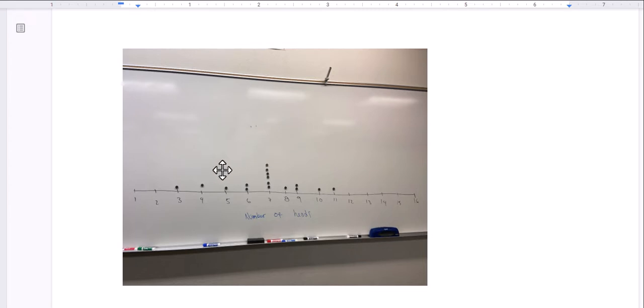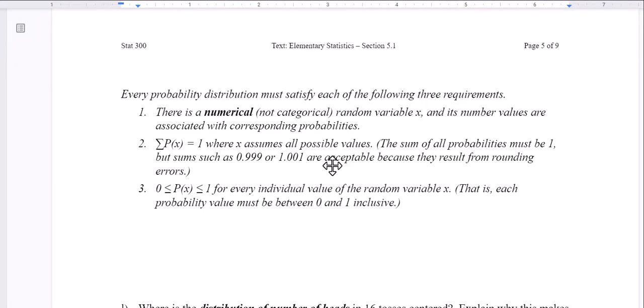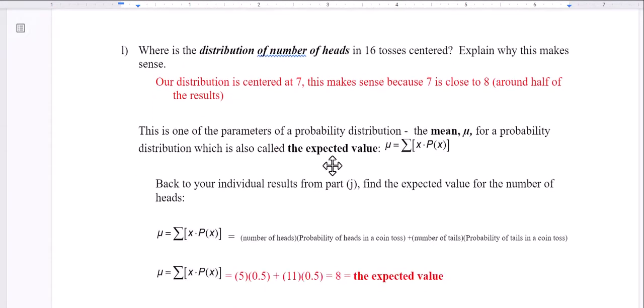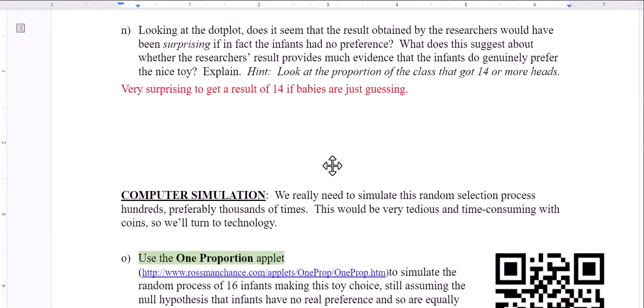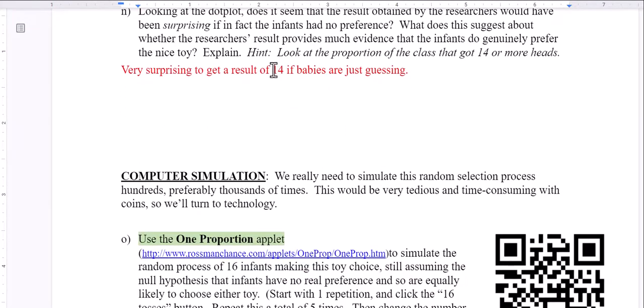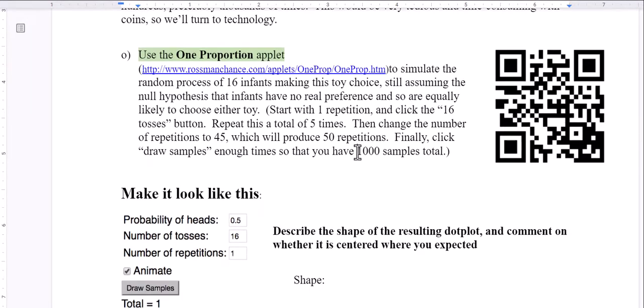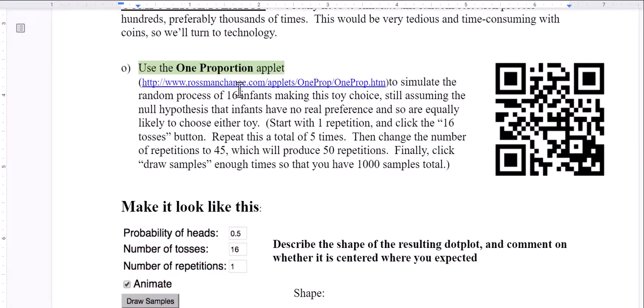Definitely not 1,000. So if I had 1,000 students, this will look a lot fuller. And so that's what we're going to do. We want to replicate this result a large number of times and see how likely is it that we're going to get 14 if I replicate this 1,000 times. So what we're going to do is we're going to use the one proportion applet.